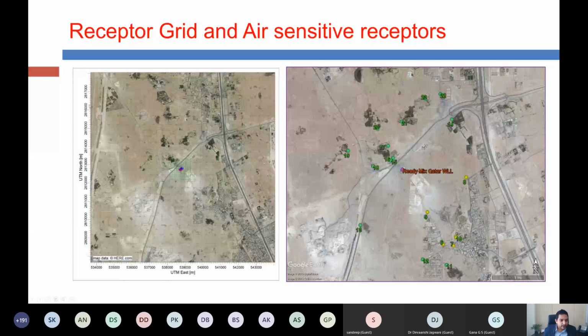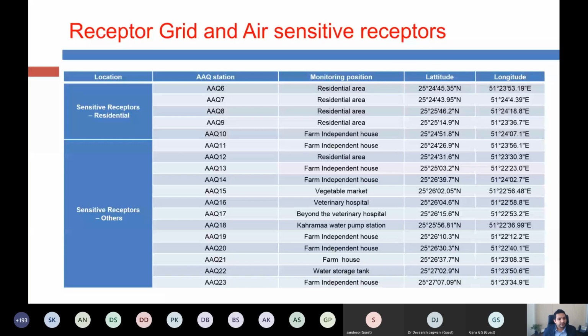So we created a study area of about 10 by 10 kilometers, and here we can see these green dots. These are the air sensitive receptors. So we identified all the residential places, the hospitals, the parks, where the human population is exposed to these emissions from this ready mix plant. Thereby we identified 23 different air sensitive receptors. As we can see, the initial 6 to 10 were residential receptors, and these were the other receptors, which include the farms, the hospital, and the pump stations. We also performed ambient air quality monitoring at all these 23 monitoring locations.